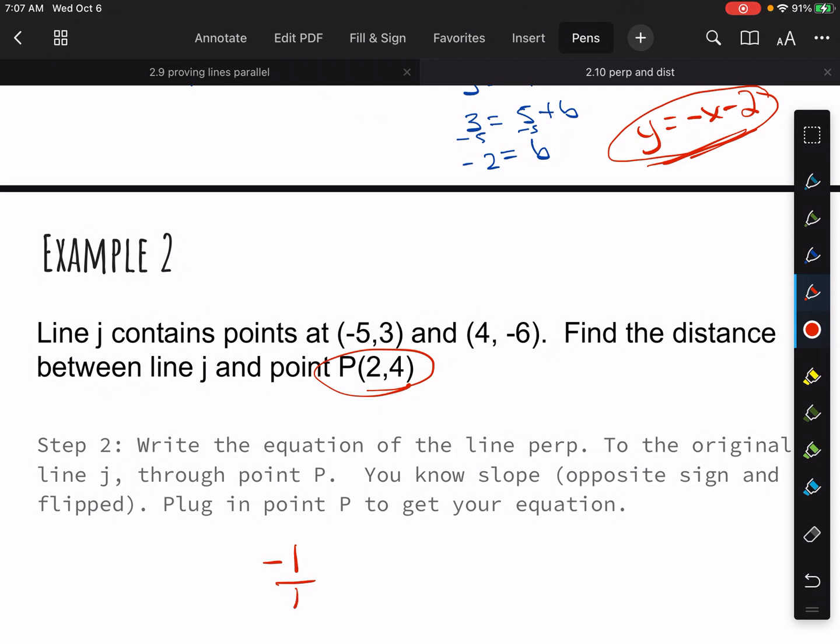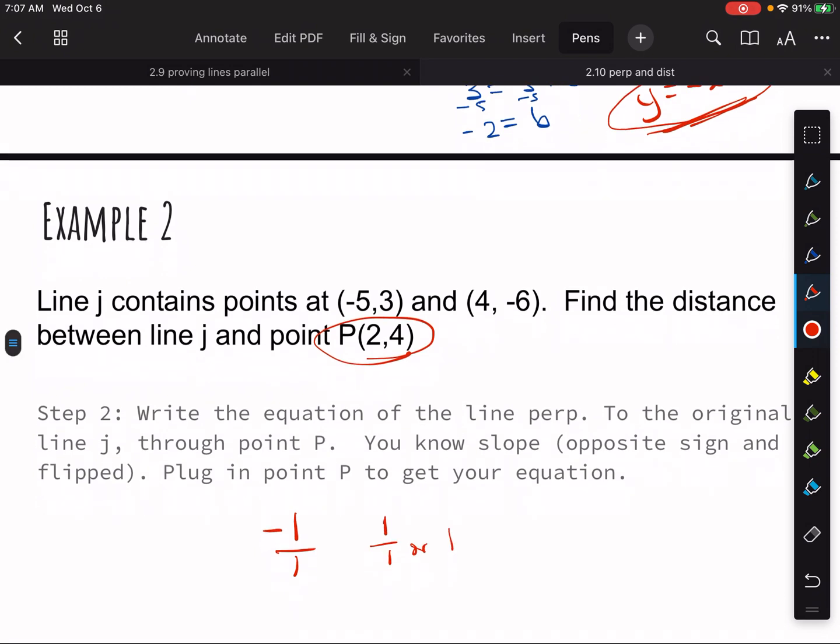My flipped and switched slope would then be 1 over 1, or just 1. So my slope for the perpendicular will be just 1, so I can say y equals x, but I need to find out where the b is here. So I need to find out the rest of my equation.